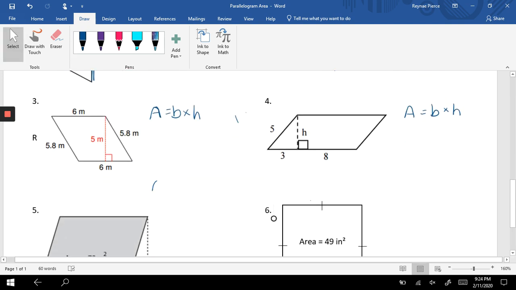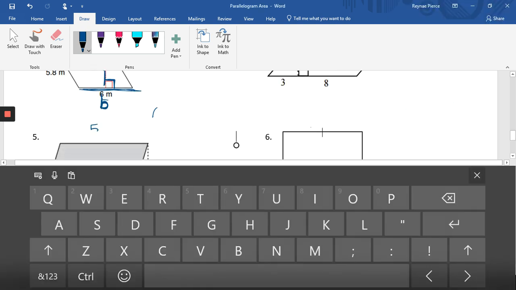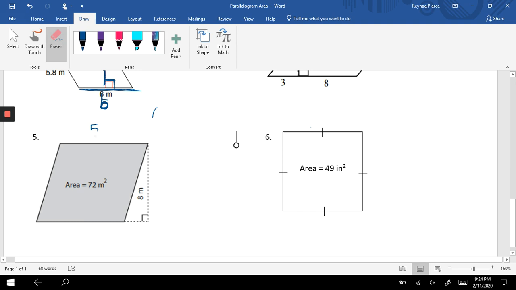Okay, example number 3. There's a lot of numbers, but the important thing is that you pick out the two pieces that have that right angle connecting them. Okay, so here 6 is this horizontal. That's my base. Not sure why I wrote a 5. All right, 5 here. Goodness gracious. 5 for that picture is going to be my height.